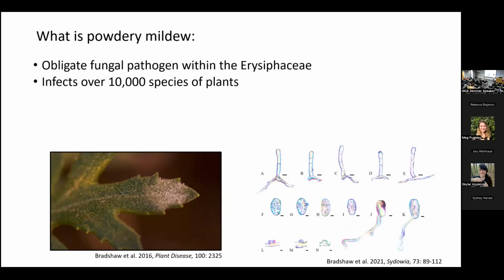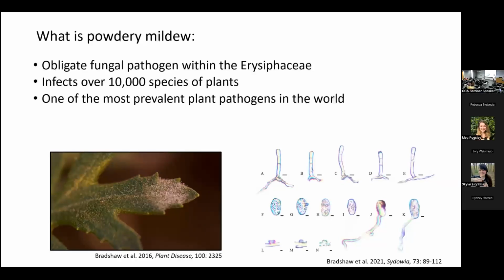It's literally everywhere. It infects over 10,000 species of plants. This is just angiosperm plants. If you guys walked outside this building right now and you looked for it, you'd probably find 20 different species just within a 50-yard radius. Yeah, it's one of the most prevalent plant pathogens in the world. Once you notice it, you can't unsee it. I always say that I'm trying to cure powdery mildew blindness.